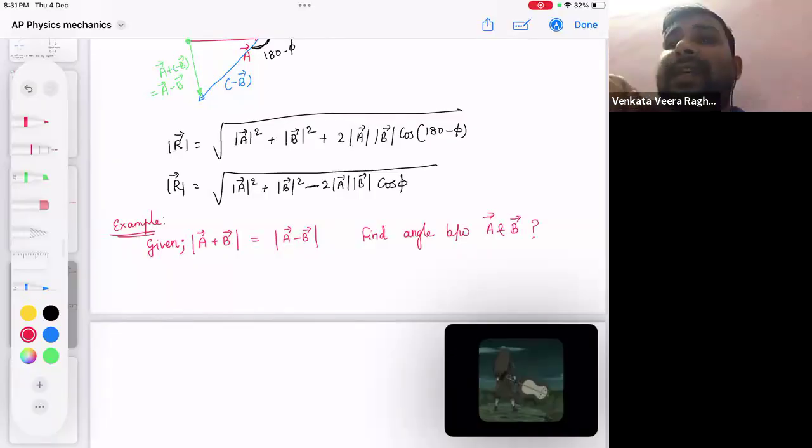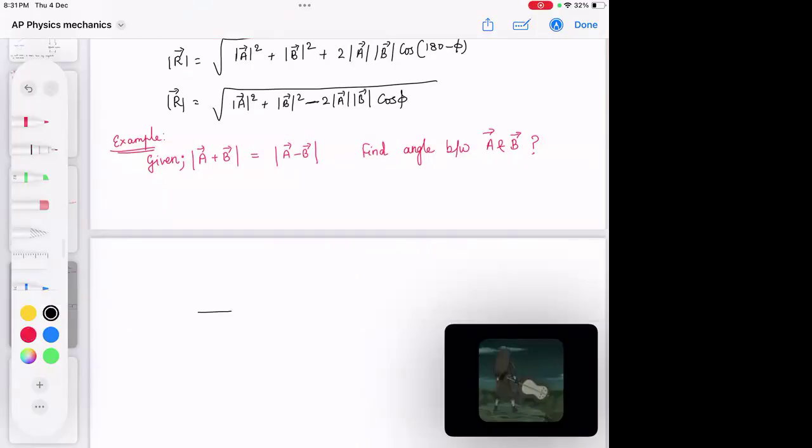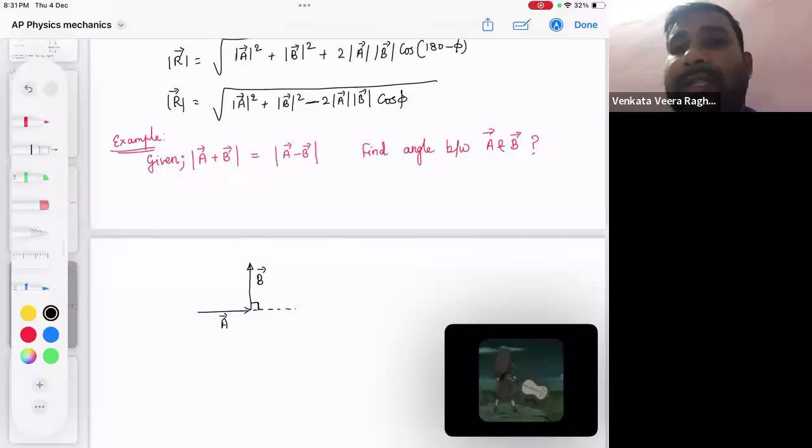Two vectors A and B are given in such a way that if I calculate the magnitude, check it one more time. 45 degree or 90 degree. Check it once. See, this is the vector A. Yeah, cos theta 0, 90. This is the vector B. So how much resultant will I get?